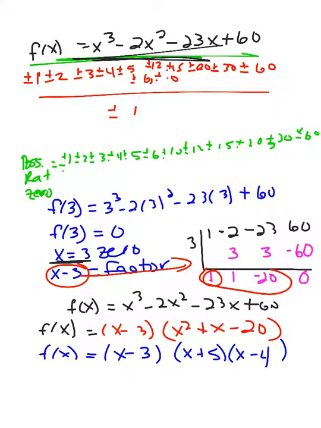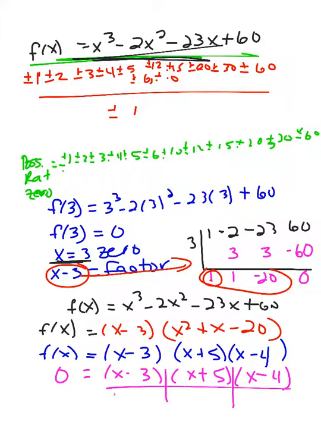And now I have to find my zeros, so I make f of x equals 0. And now I make my t-chart. So I get x equals 3, x equals negative 5, and x equals 4. Those are my zeros. Okay, so let's take a look at 5b.